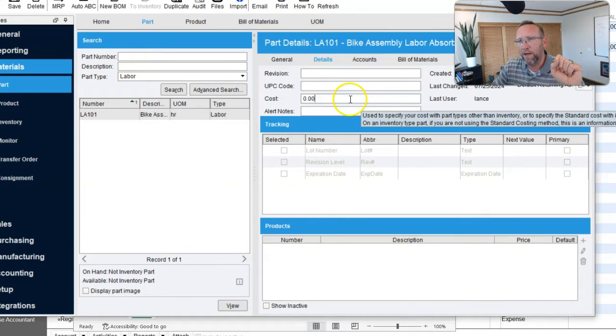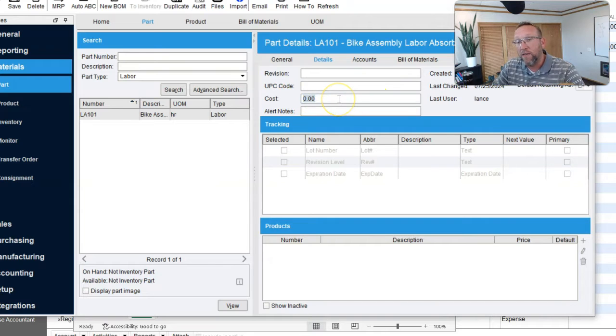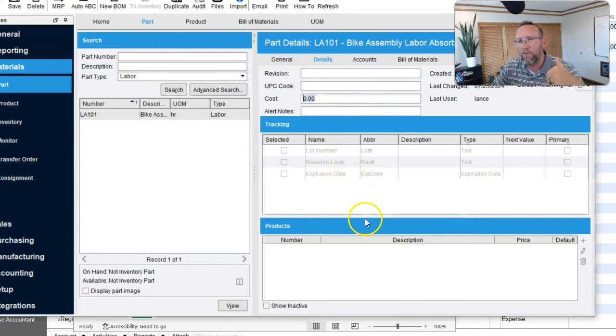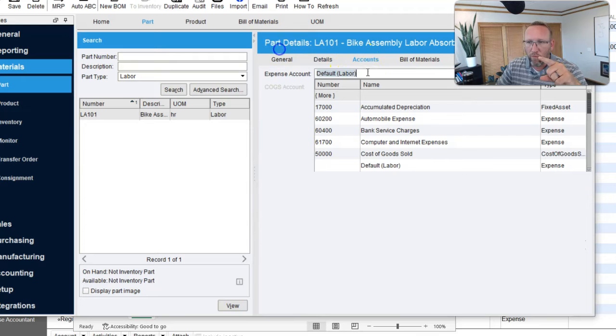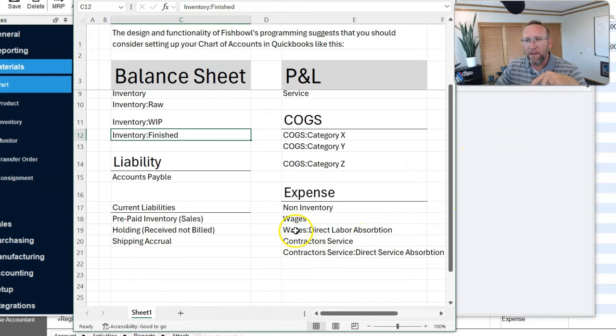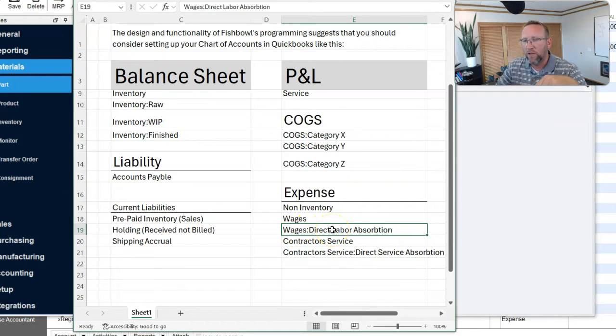When you want to set up your labor, as soon as this has a cost, if you're using the software, if this has a cost, then it's going to start absorbing labor from whatever account it's on in the chart of accounts. And if you're not ready for that yet, set this to 0 and put your absorption rate in later. Okay? As soon as this has a number on it, then it's going to start absorbing labor off of whatever account you have it mapped to, which I'm recommending we map it to an account something like this, a sub-account of wages and call it direct labor absorption.